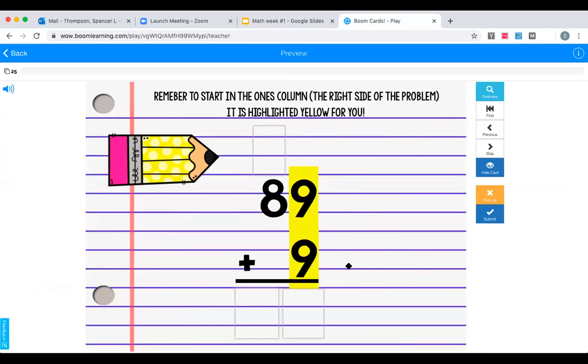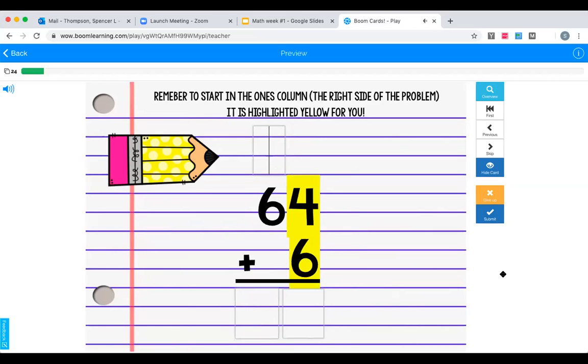So I see 9 plus 9. If you don't know that off the top of your head, remember you can put one number in your hand and count on to find the answer. I know 9 plus 9 is 18, so I'm going to put the 8 at the bottom and put my 1 in the tens column. Now I'm ready to solve 1 plus 8. 1 plus 8 is 9. Let's check our answer. Correct. All right, let's try another one.